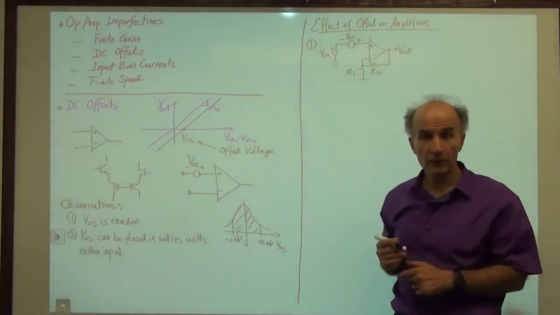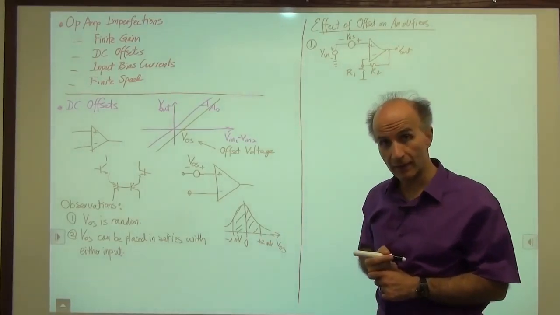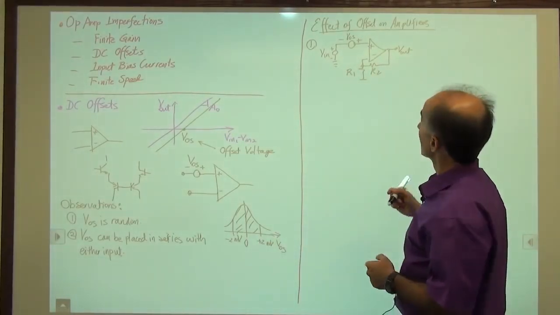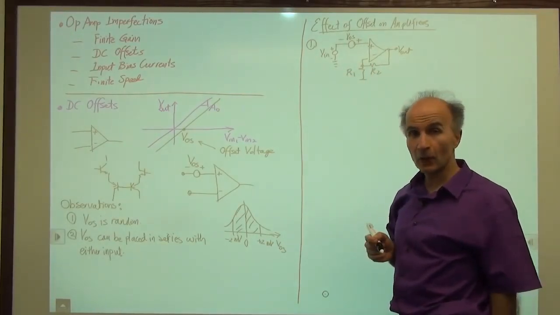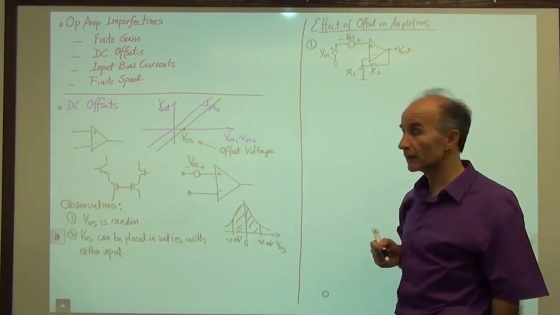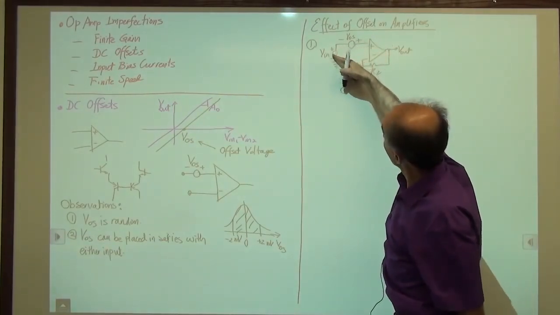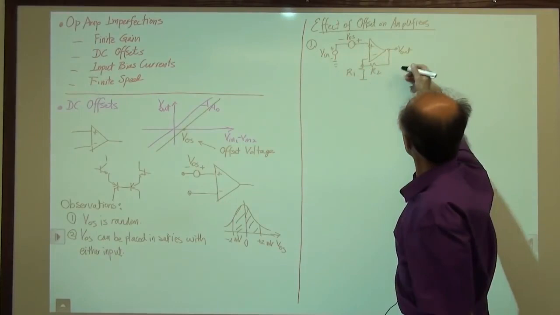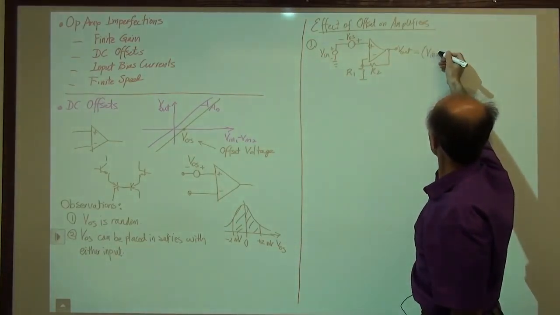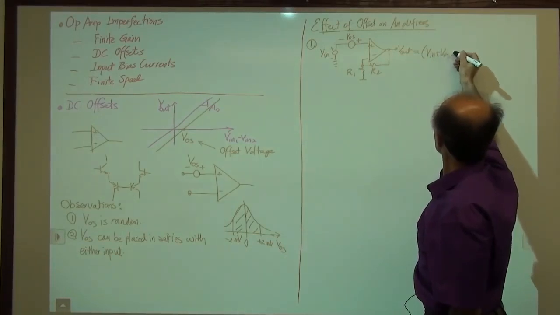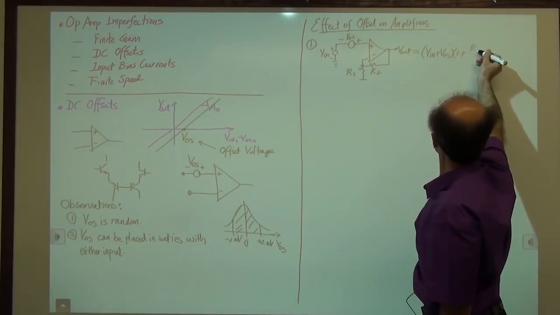All right, so we go ahead and build the circuit, and we would like to see what the output contains. Well, because we have two voltage sources in series, we can just add them up. Or if you don't like, you can use superposition. So the total voltage that I measure from here to ground is VOS plus V in. So V out is the total voltage, V in plus VOS, times 1 plus R2 over R1, as we saw before.